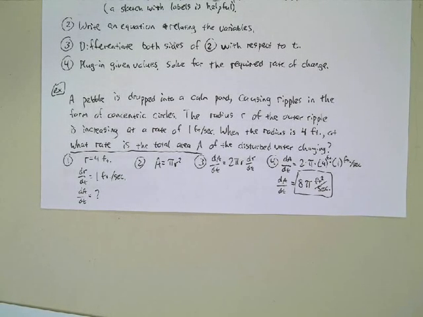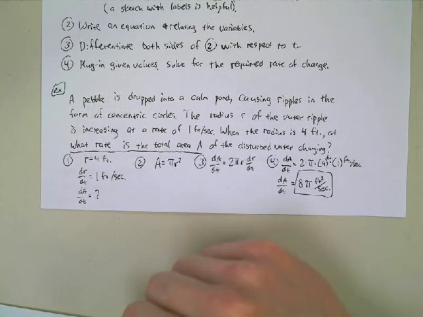Yeah, I'm okay with you leaving it as 8 pi. If it says to round to 3 decimal places, feel free to do that, but you can leave it as 8 pi for sure. Okay. Questions on any of that? That's our introduction to related rates.